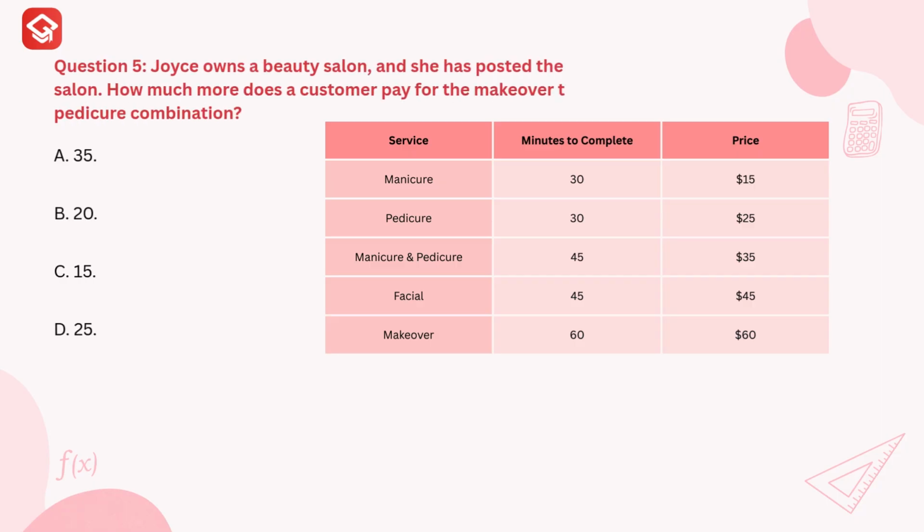Question 5. Joyce owns a beauty salon, and she has posted the following information in her salon. How much more does a customer pay for the makeover than for the manicure and pedicure combination? A. 35, B. 20, C. 15, D. 25.